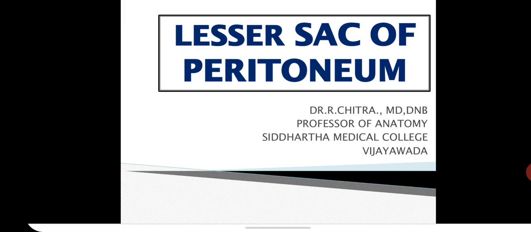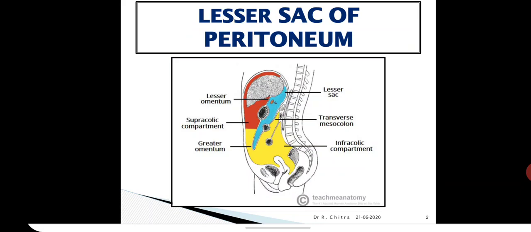Why is it called the omental bursa? Because it allows the expansion of the stomach, as if like a bursa. So with this we will start the lesser sac of peritoneum. As you have seen in this image, the lesser sac is indicated in blue color. So this lesser sac extends behind the stomach and even beyond the stomach.